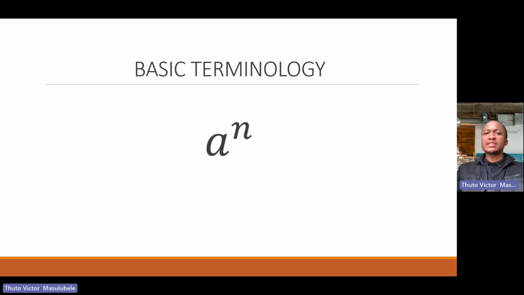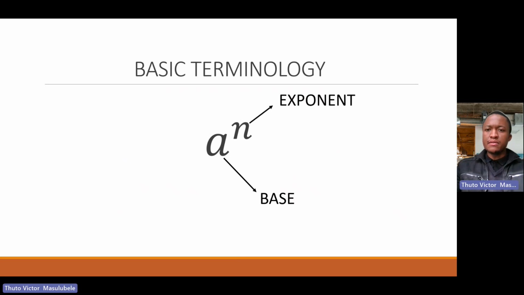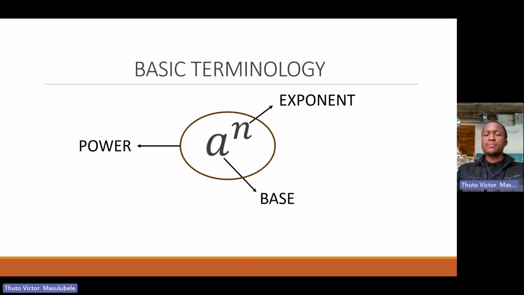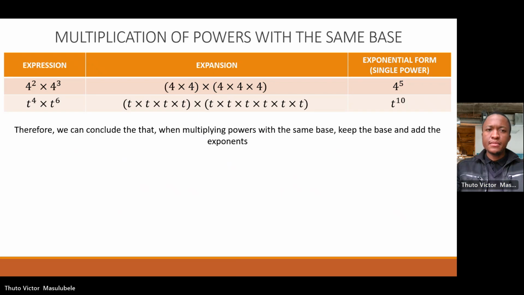That's what we refer to as an exponential expression, grade 8 learners. Now, what are the components? You have what you call the base, which is the factor that is being multiplied by itself. And you have the exponent, which represents the number of times you are multiplying the factor with itself. And the base with the exponent is being referred to as the power.